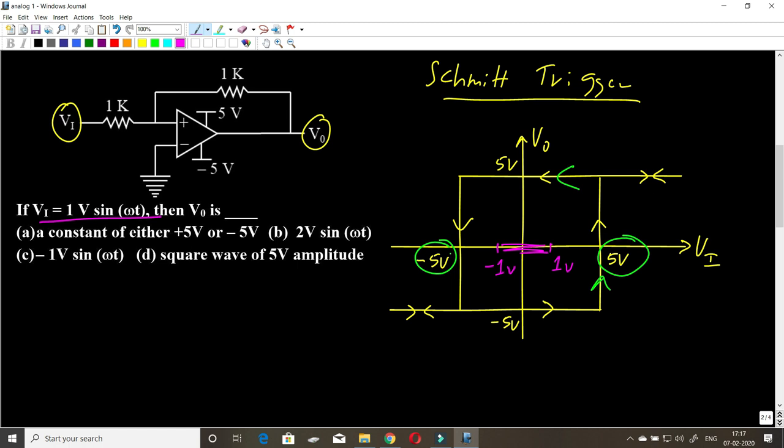So for any Schmitt trigger, the output changes from Vsat to minus Vsat or from minus Vsat to plus Vsat only when the input goes from inside of the loop to the outside of the loop, or when the input goes from one side of the loop to the other side of the loop. But in this particular case, the input always is varying within the loop, in which case the output does not really change between Vsat and minus Vsat. So the output will be constant of either plus 5 or minus 5 volts, which is nothing but option A. So the answer to this question is that the output is a constant of either plus 5 or minus 5. Let's move on to the next question.